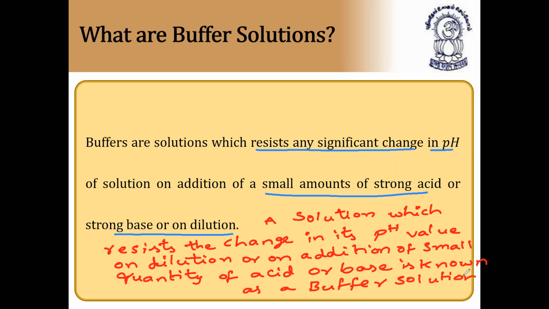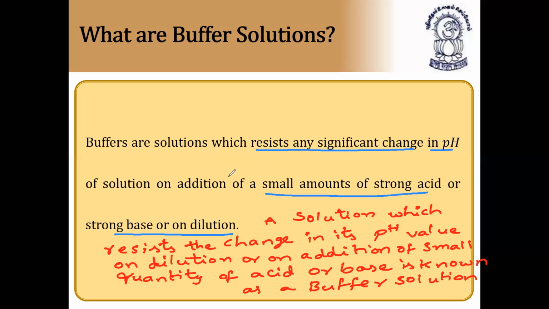So consider one solution, either it can be an acidic solution or a basic solution. If you add a small quantity of acid or base, or dilute it, it tries to change its pH value. The solution will resist the change in its pH value. So that type of solutions are called buffer solutions. So buffers are solutions which resist any significant change in pH on addition of small amounts of strong acid or strong base, or on dilution.